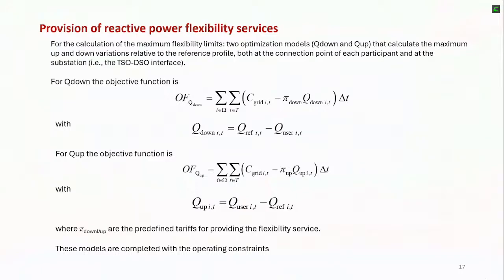So this is the tariff that is allowed by the distribution system operator, and this is the maximum flexibility amount. And obviously this is for down, so it is the reference profile minus the actual user profile. For up, you see that there is just a change here in the sign. So instead of decreasing the consumption, you increase the consumption.